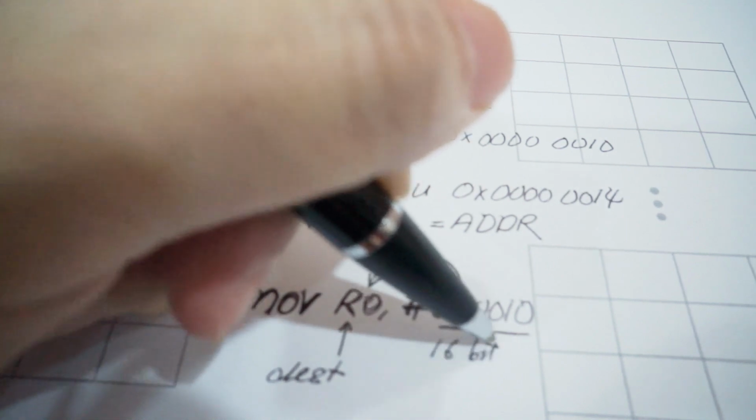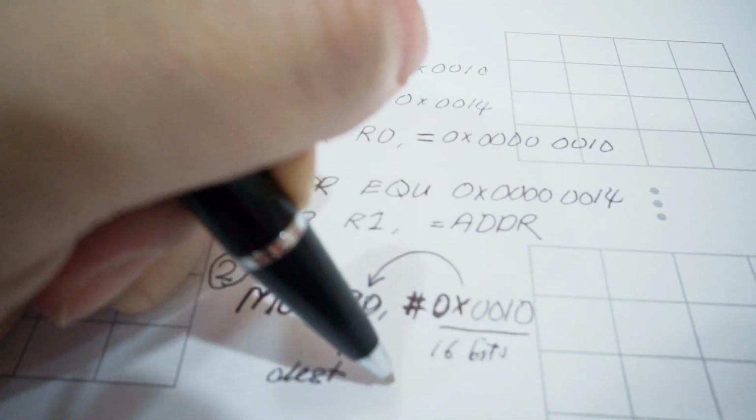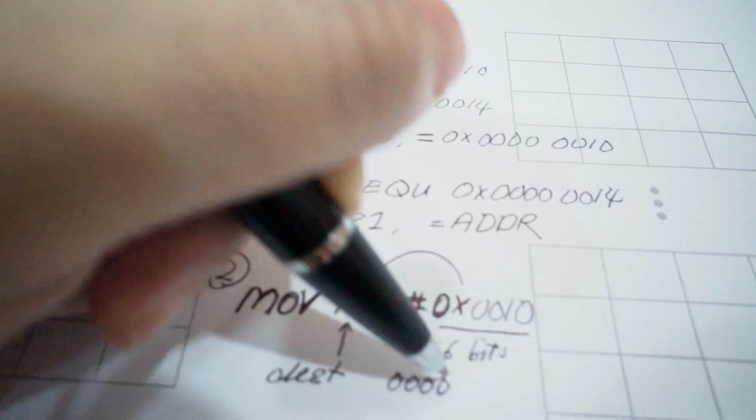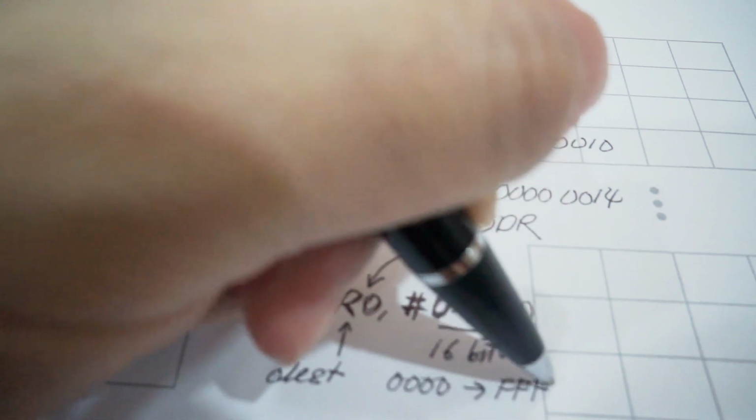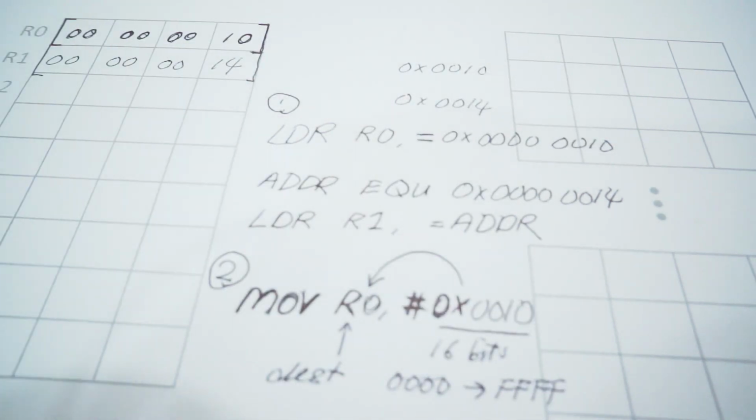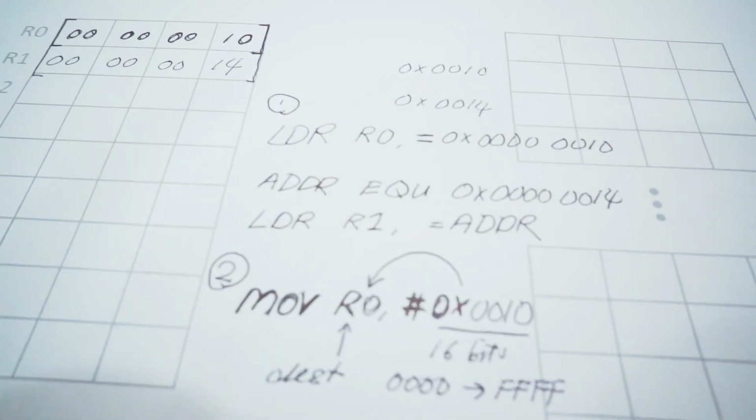However, the immediate value is only limited up to 16-bit length, or from 0 up to FFFF. Therefore, the MOV instruction is very handy to put a small value into a register. Let us do an exercise to see how it works.